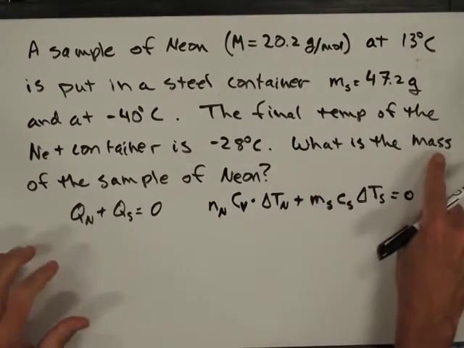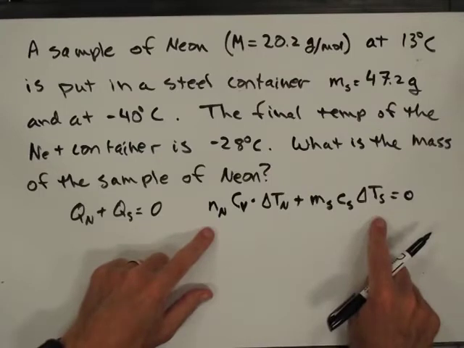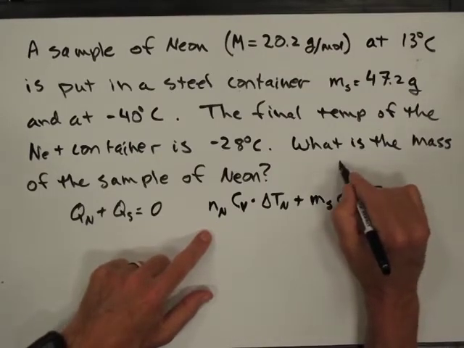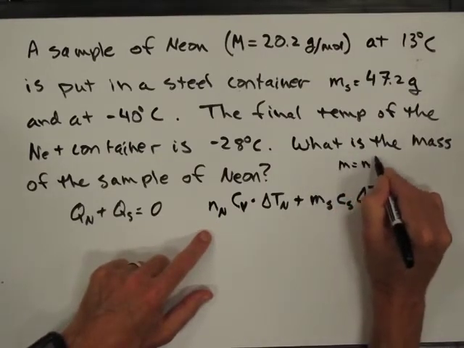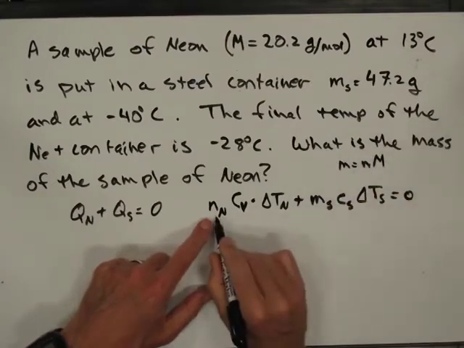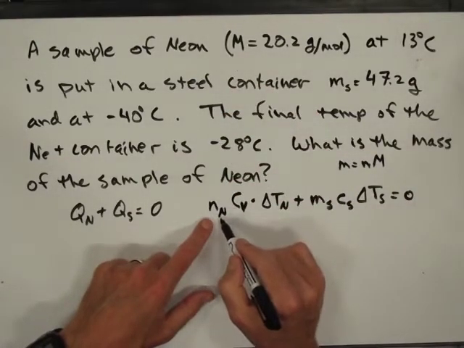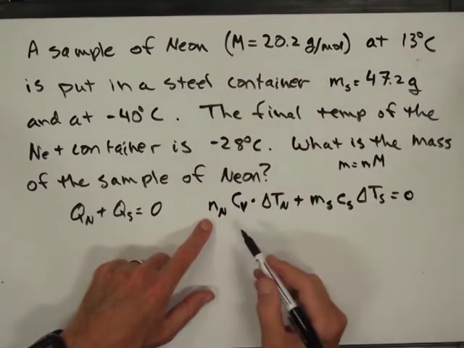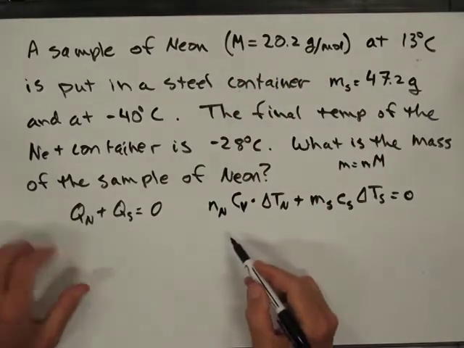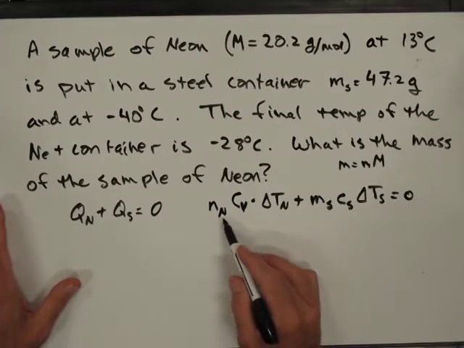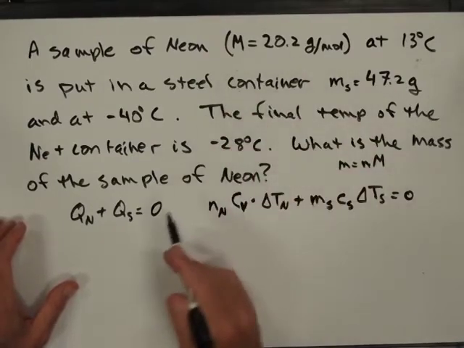They're asking us for the mass, and there's no equation for the mass of the neon, but if you remember, the mass is equal to the number of moles times the molar mass. So we're going to calculate the number of moles of the neon and multiply by the molar mass at the end, and that'll give us the mass of the neon.